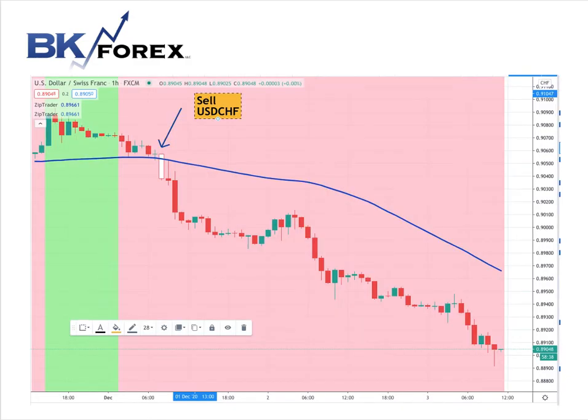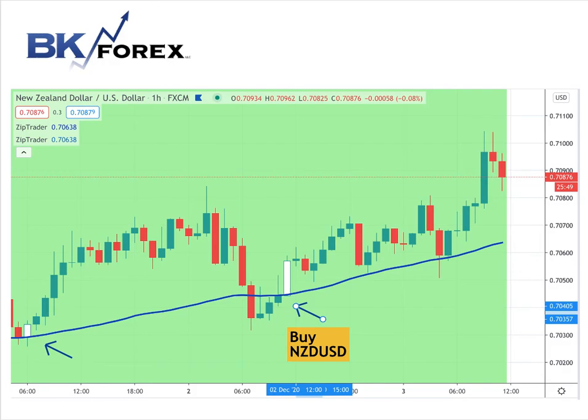Here's another example of the zip trade where dollar Swiss dropped below the indicator line, became a very nice trade. Kiwi dollar, 2 setups here where a zip buy signal was triggered, one on the first arrow, the second one on the second arrow, both of which became very nice trades.